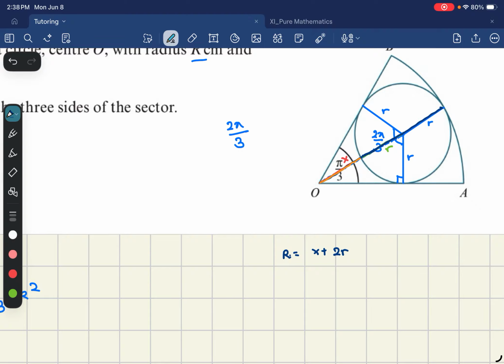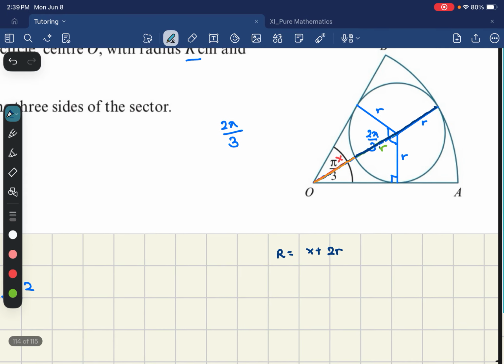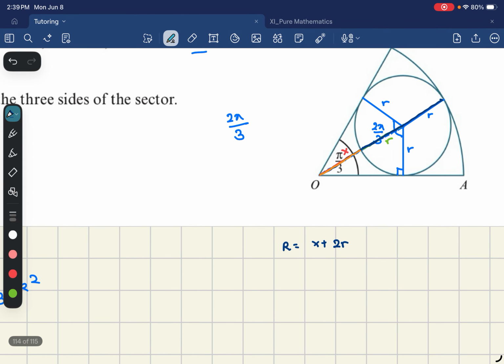Okay, so I know that capital R is x plus 2r. That is one takeaway. Now I need to solve for x. I know something else. I can use a basic trick, right? I know this is 90. This is half of pi by 3. This is pi by 6. And you are going to see that pi by 6 is 30 degrees. 30 degrees is pi by 6. So 90, 30, this has to be 60 degrees, which is pi by 3.